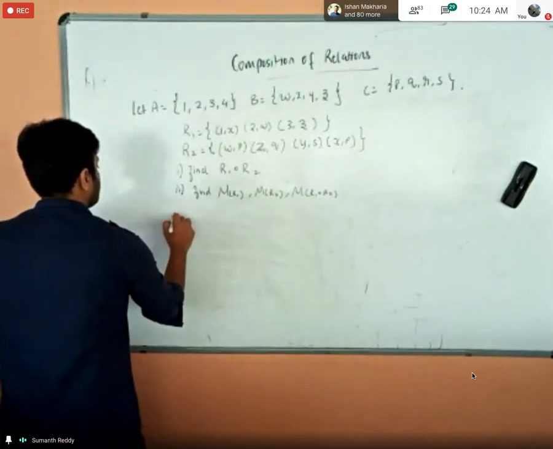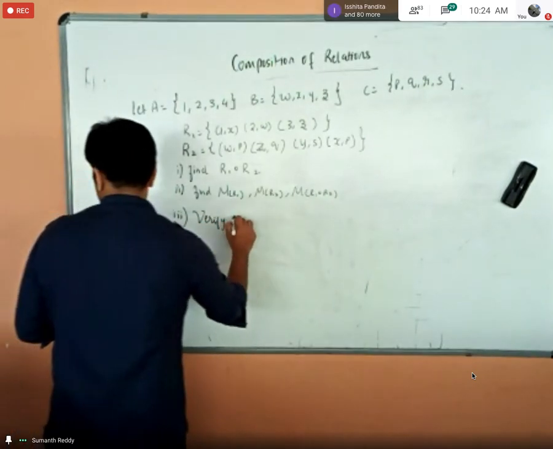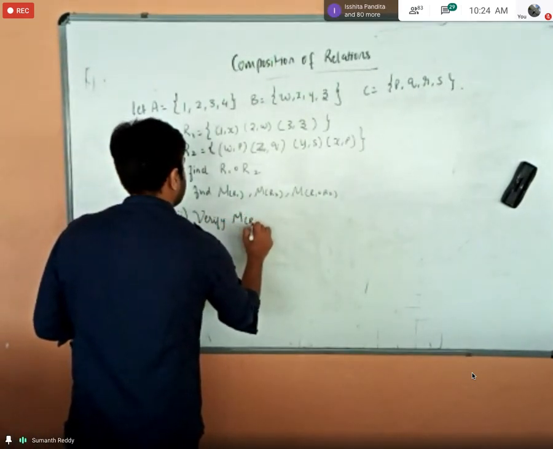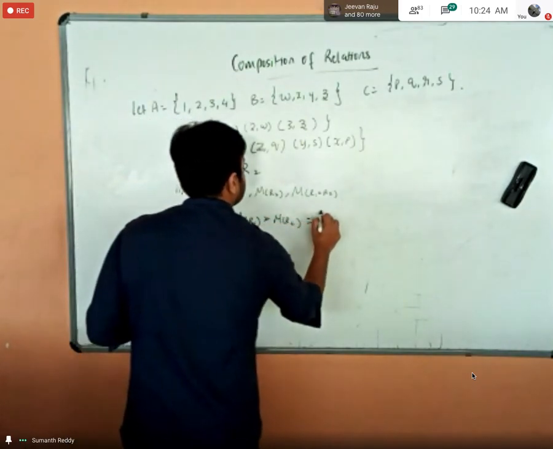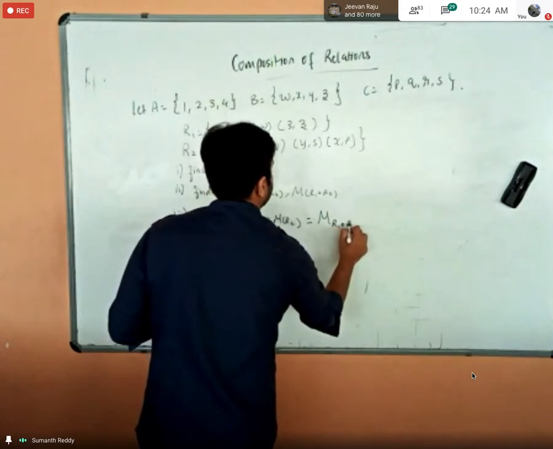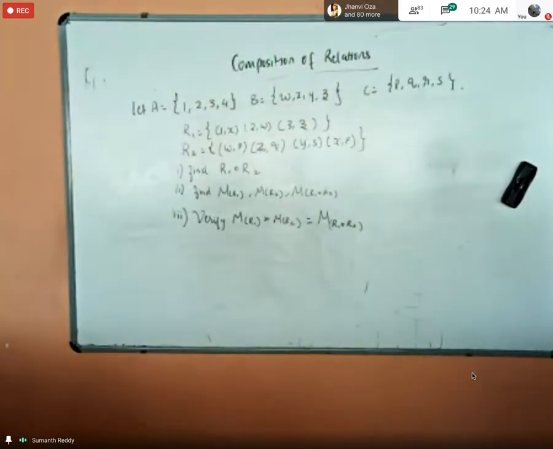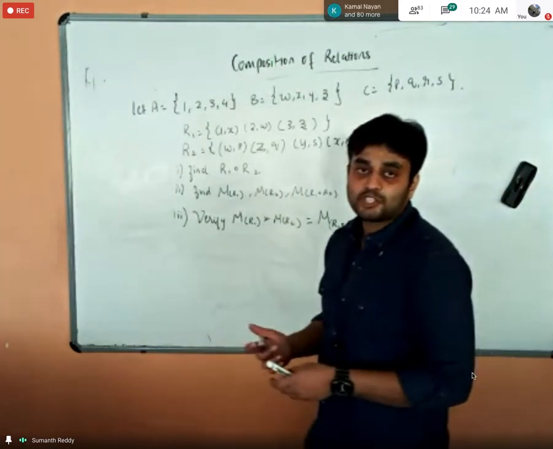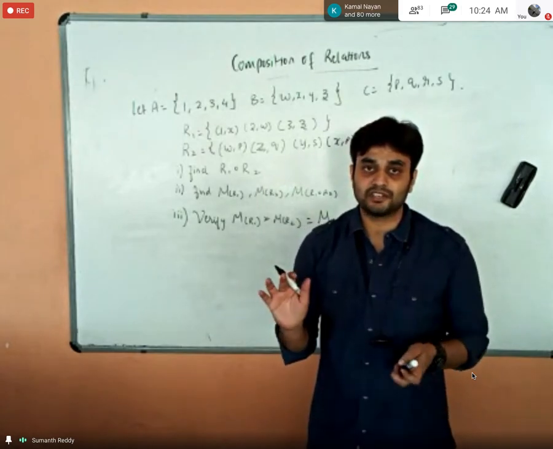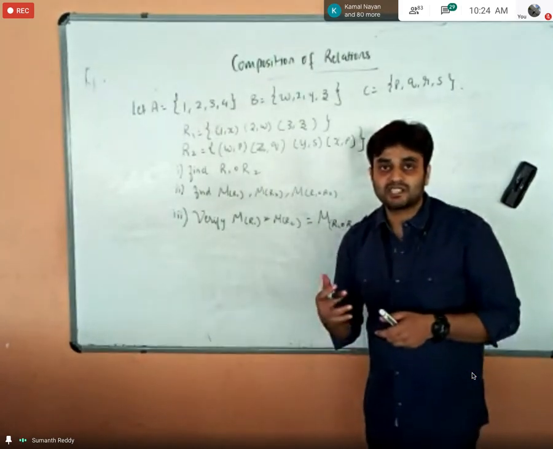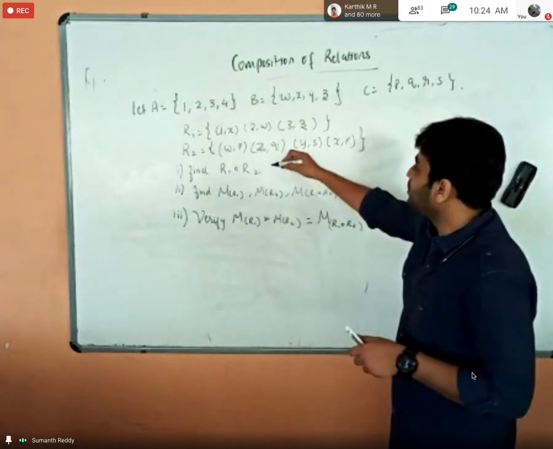The third sub question is that you need to verify that the matrix of R1 multiplied with the matrix of R2 is the same as the matrix for R1 composition of R2. Actually, students, when I started with the definition of the composition of relations, I told you that composition is similar to multiplication. The other name for the product of relations is composition of relations. So I think you can easily solve these two.